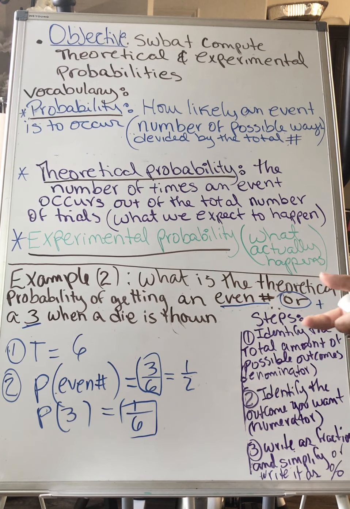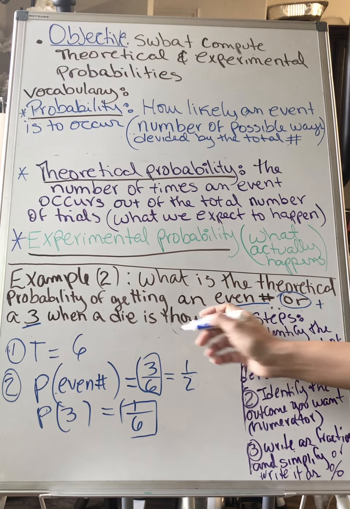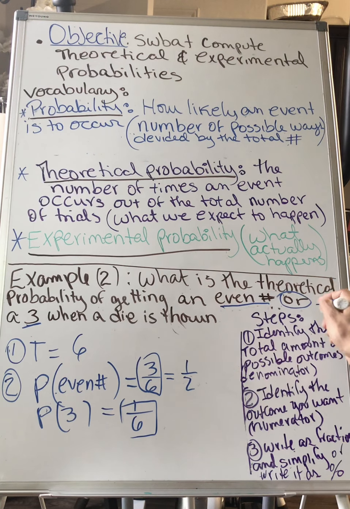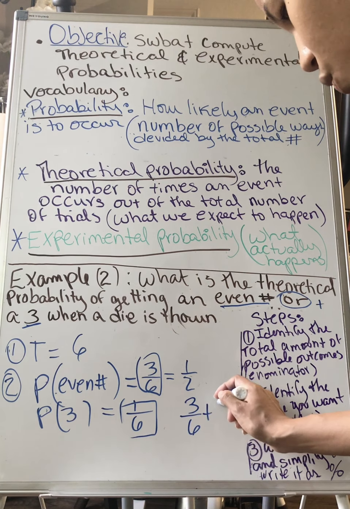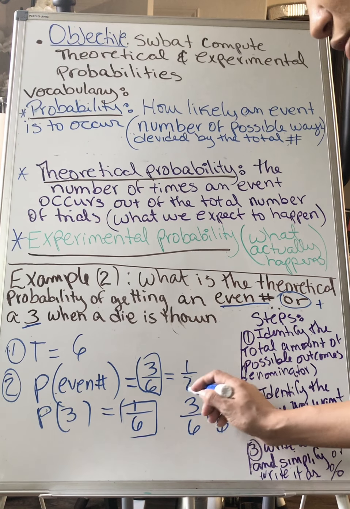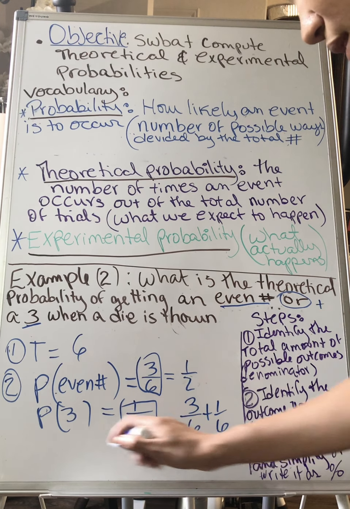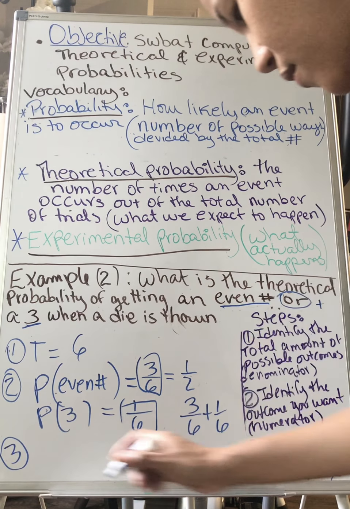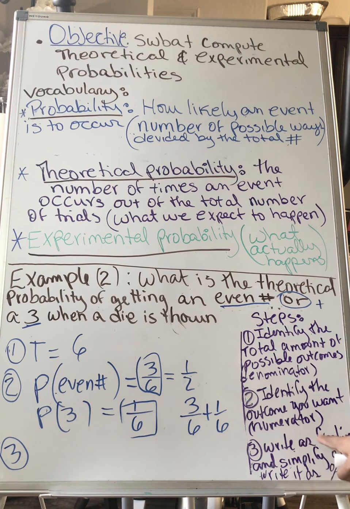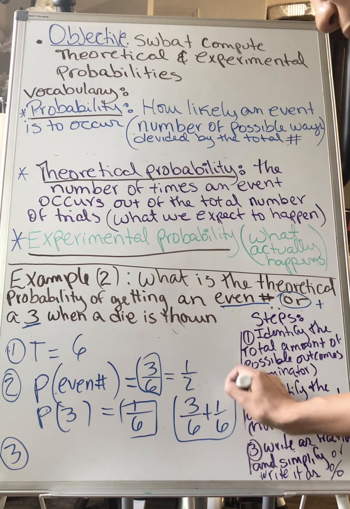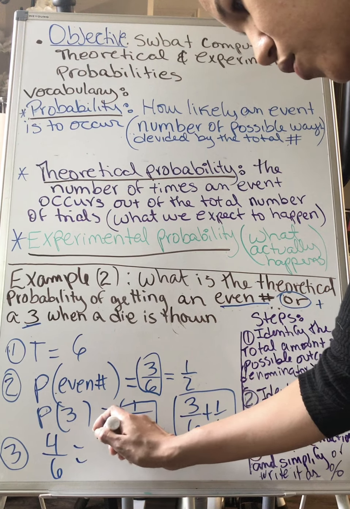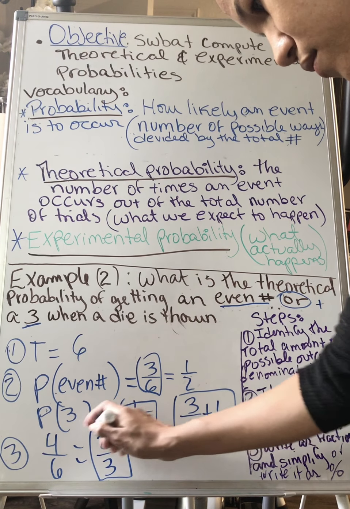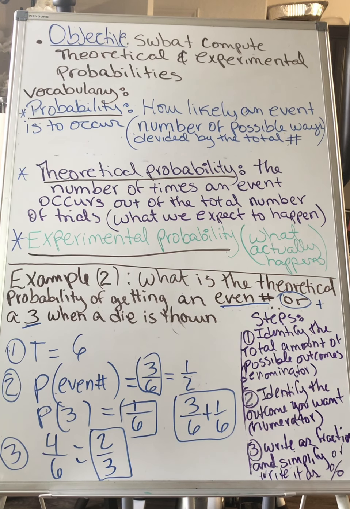Again, you can just add it in your calculator, but I'm going to add this because the word or means I add. So my total is going to be 3/6 plus 1/6, and I'm going to keep the same denominator so that it's easier to add. For step 3, I'm going to simplify this fraction. 3 plus 1 is 4/6, which is 2/3.